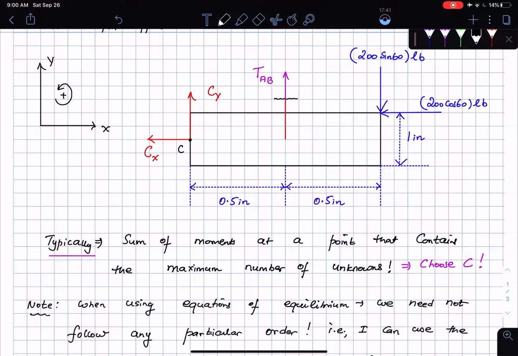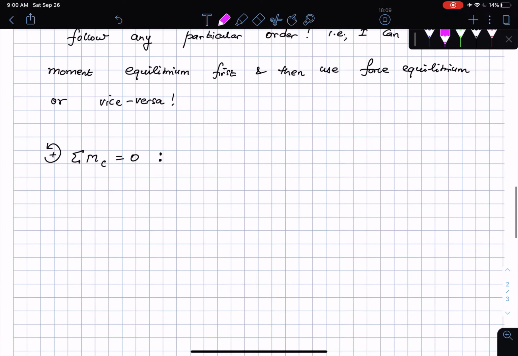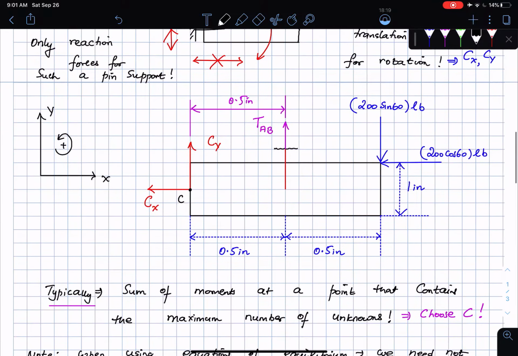Then I ask, what is the perpendicular distance from the line of action of TAB to the point C? This is fairly obvious here. If I extend this distance and the line of action, I see that the distance is 0.5 inches. And what is the direction of the moment? Right hand rule: fingers aligned to TAB, my palm faces the point C, curl your fingers counterclockwise. So this is TAB times 0.5.